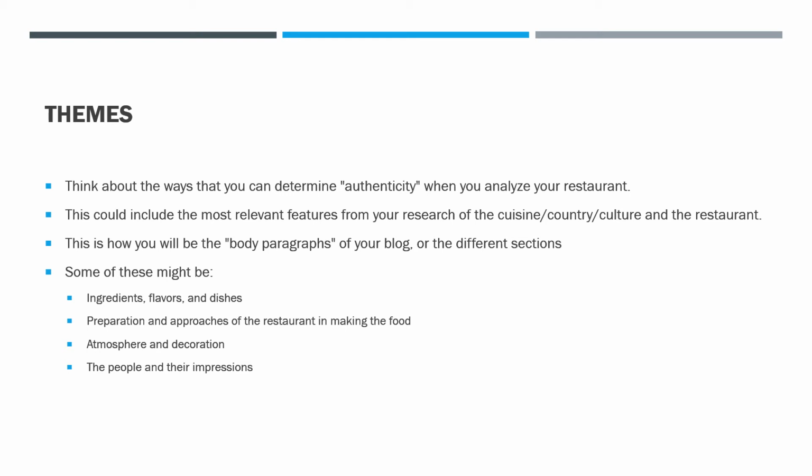So some of these themes, and by default the sections, might be ingredients, flavors, and dishes; preparation and approaches of the restaurant in making the food; atmosphere and decoration; as well as the people and their impressions. We can even break these up further into individual dishes, or the decor and atmosphere, or the community that they create. All of these could be relevant sections you create for your blog. It all depends on your analysis.